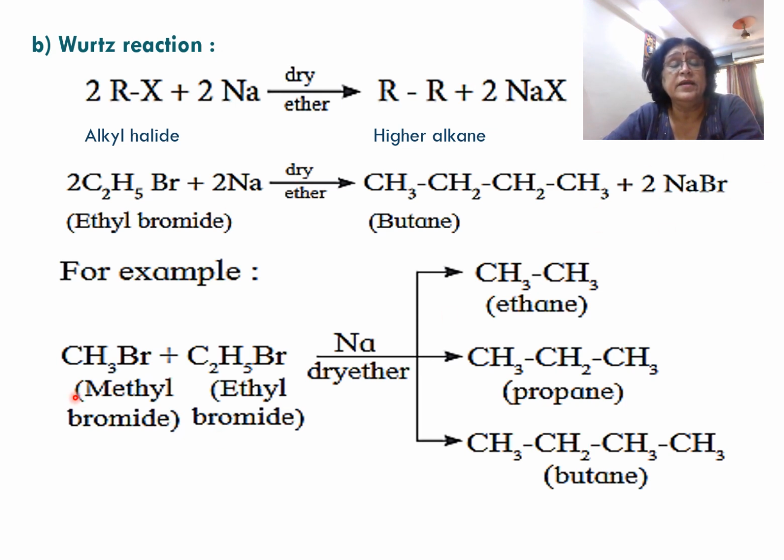Clear? Then if I take a mixture of methyl bromide and ethyl bromide and react it with sodium in the presence of dry ether, then methyl bromide will form ethane, ethyl bromide will form n-butane, and then you also get propane. So if you want to prepare an alkane having an odd number of carbon atoms, you have to take a mixture of alkyl halides, and you will not get a pure alkane by this method. Clear? Okay.